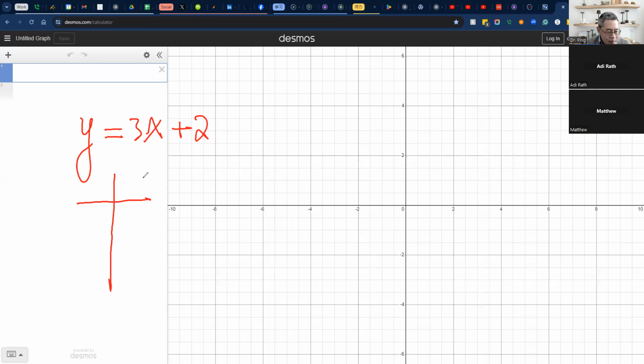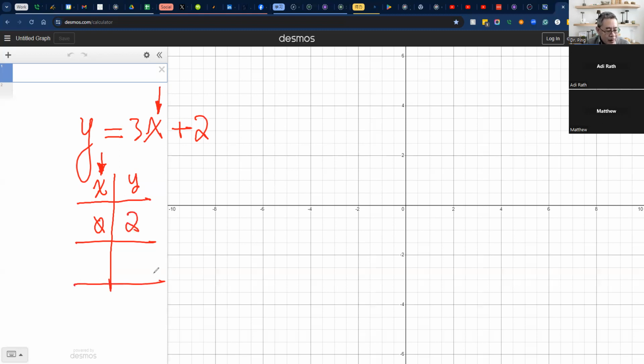One way is to have a table. Then we just assign x a number. This is just up to us. X can be any number. But normally we'll pick x as 0 because that's easy. Then if we plug in 0, 3 times 0 plus 2 gives us 2. So we find our first point.